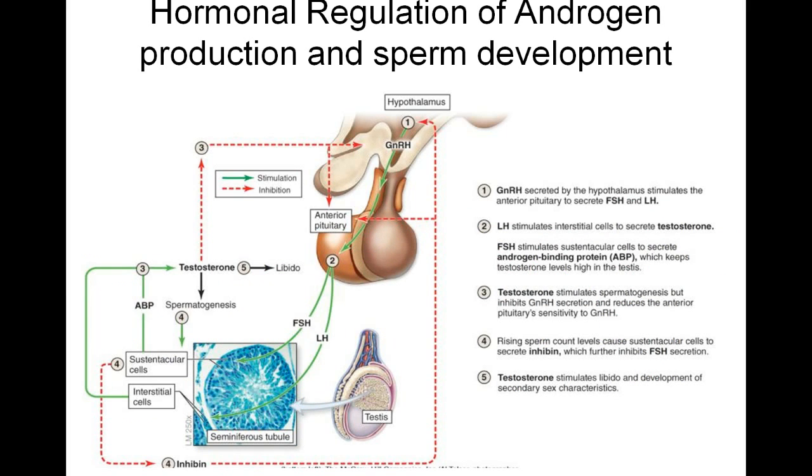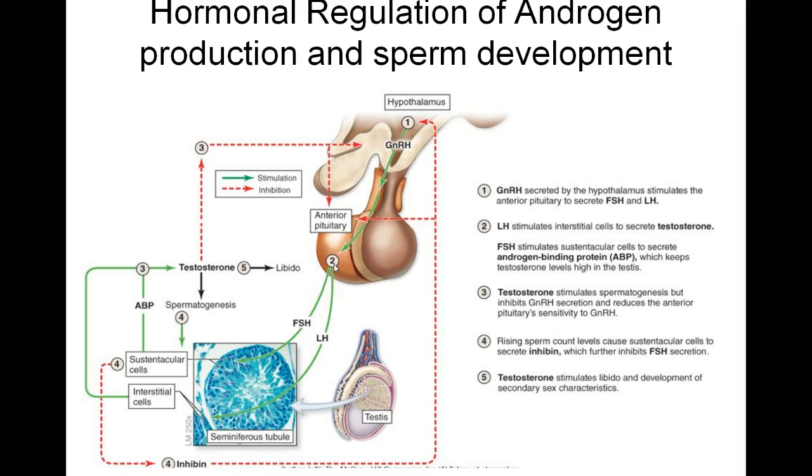Now, we have the FSH coming down. It binds to the ABP. Okay, wait a minute. FSH comes down. It triggers the sustentacular cells to produce ABP.